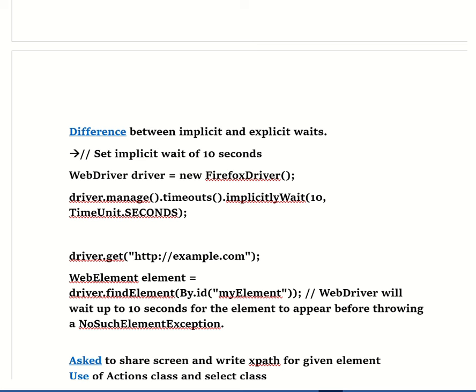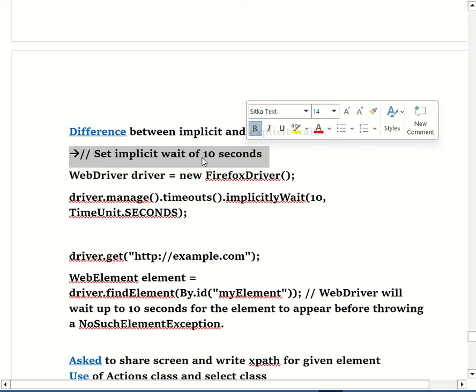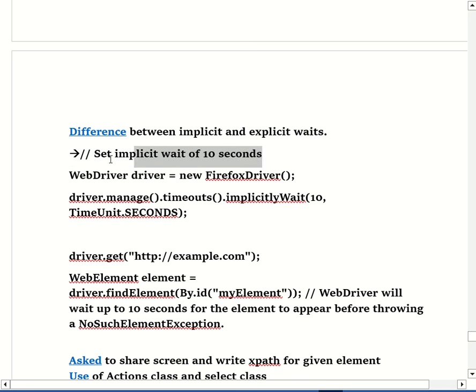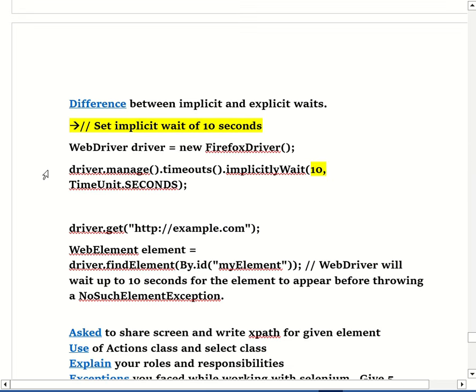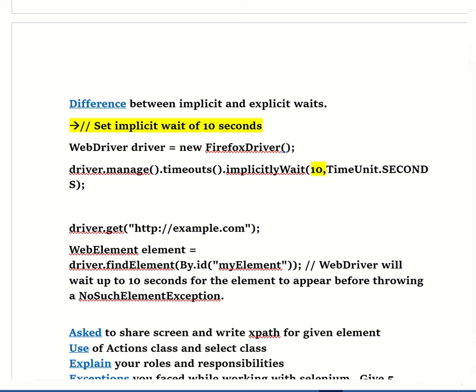This is the syntax of the implicit wait. Here we are applying 10 seconds. You can see we give the time: driver.manage().timeouts().implicitlyWait(10, TimeUnit.SECONDS). If we apply this wait, the whole page will wait for 10 seconds.